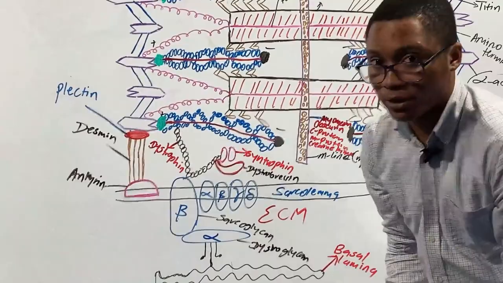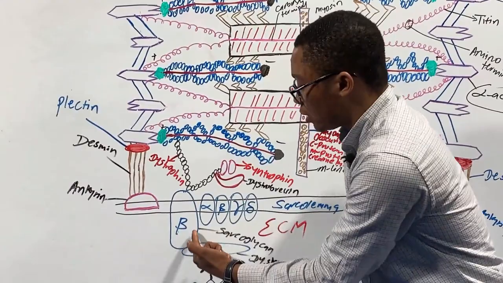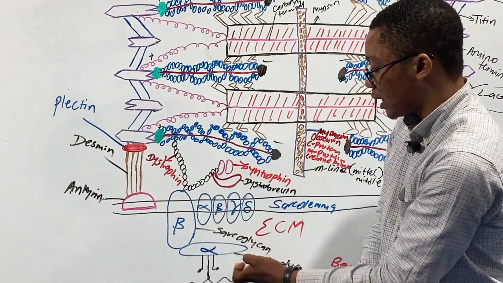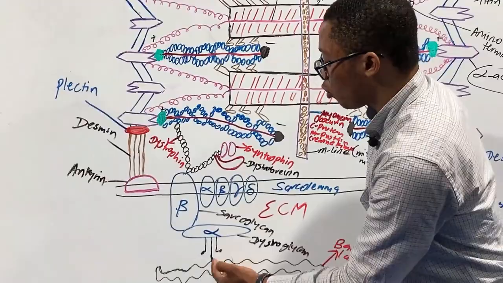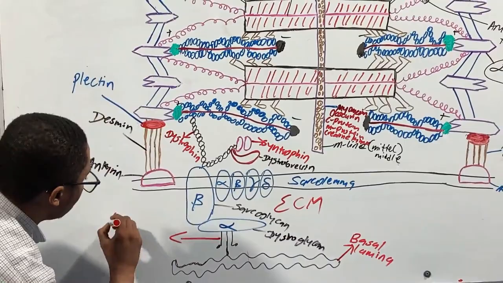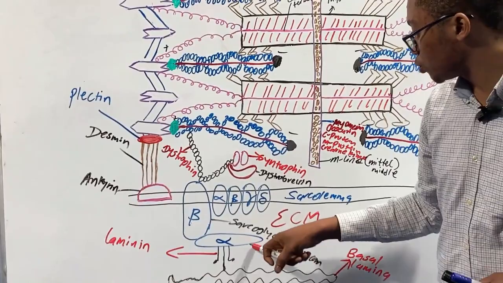The dystrophin has to link with the basal lamina indirectly through these transmembrane proteins. Remember, dystrophin connects with the cycloglycan, and also with the syntrophin and dystrobrevin. The cycloglycan attaches to the dystroglycan, and the dystroglycan attaches to this other protein known as laminin. Laminin attaches the dystroglycan to the basal lamina.